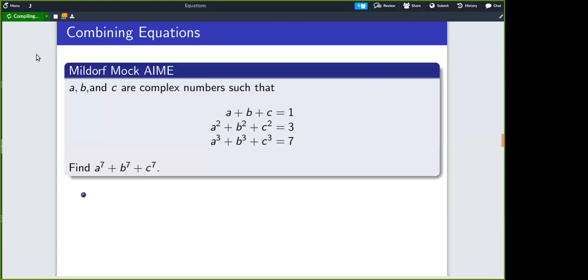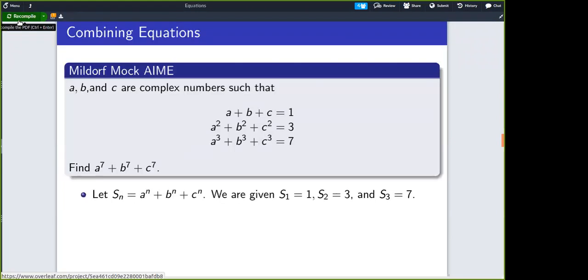And so some people mentioned Newton sums in the chat. So we're just going to go through the process of deriving those relations. First, a little bit of notation so that I don't have to keep writing it all the time. We're just going to let Sn be a to the n plus b to the n plus c to the n. And we're given S1, S2, and S3.